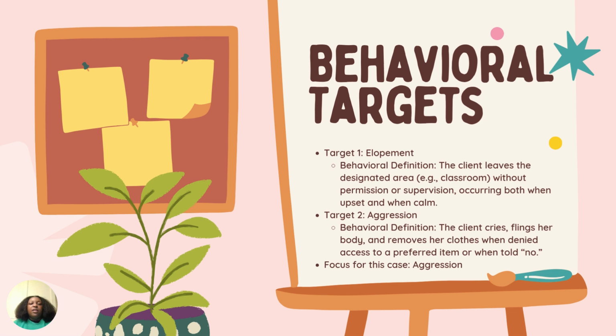The second behavioral target and the focus of this presentation is aggression. Aggression in this context refers to behaviors such as crying, flinging her body, and removing her clothes during tantrums. These aggressive episodes are typically triggered when the client is told no or when a preferred item is taken away. This behavior poses challenges for the caregivers and the teachers, and it disrupts the client's daily routine as it often leads to extended periods of distress. I selected aggression as the main focus because it directly impacts her ability to engage in daily activities and social interactions, which makes it a priority behavior for intervention.